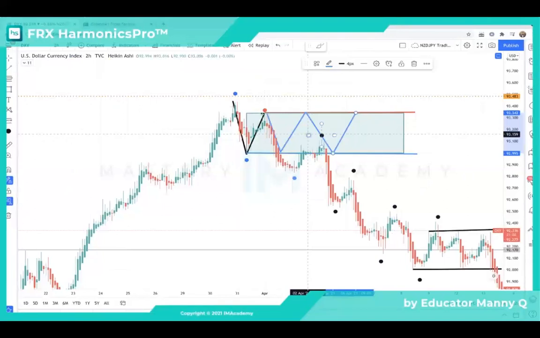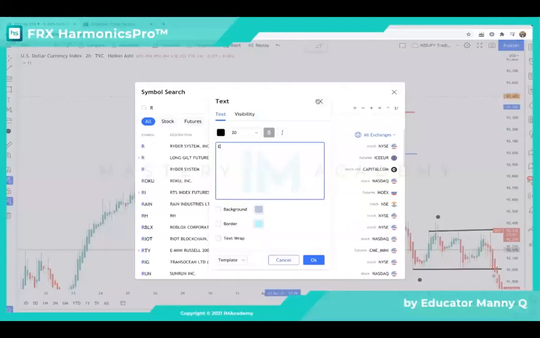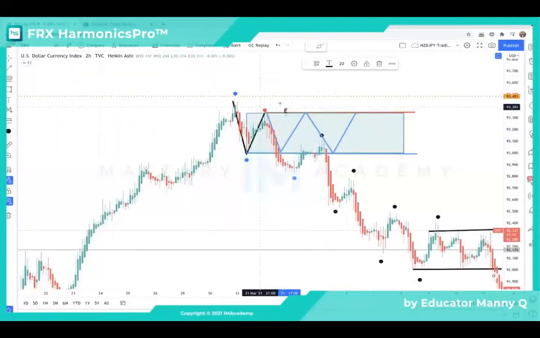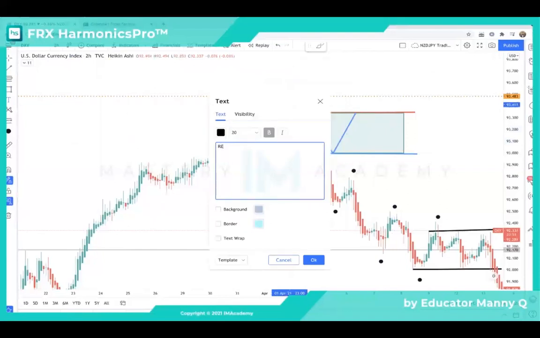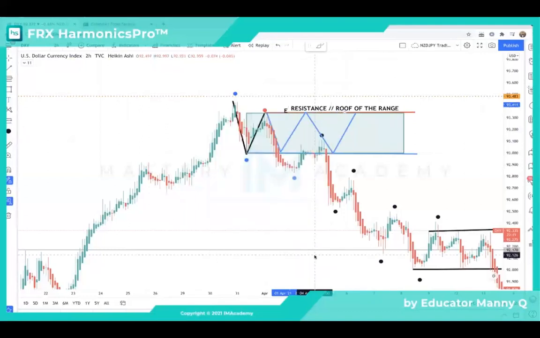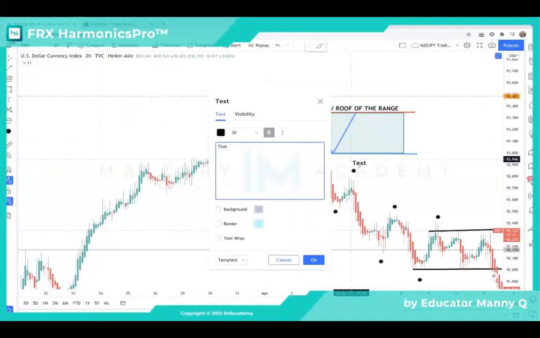The high of the range is known as a resistance, or what some people call the roof of the range. Okay? While the low point right down here is considered the support, right? And the support is the floor of the range.